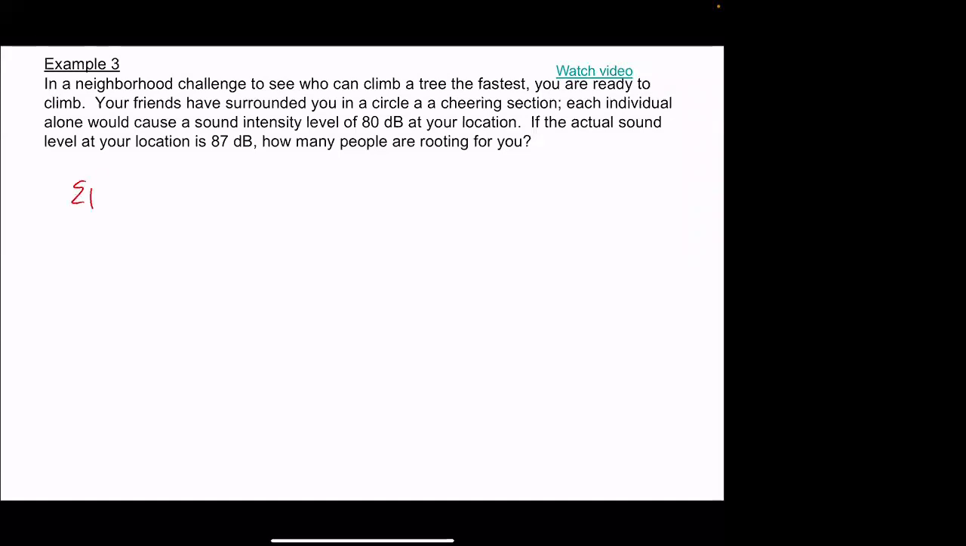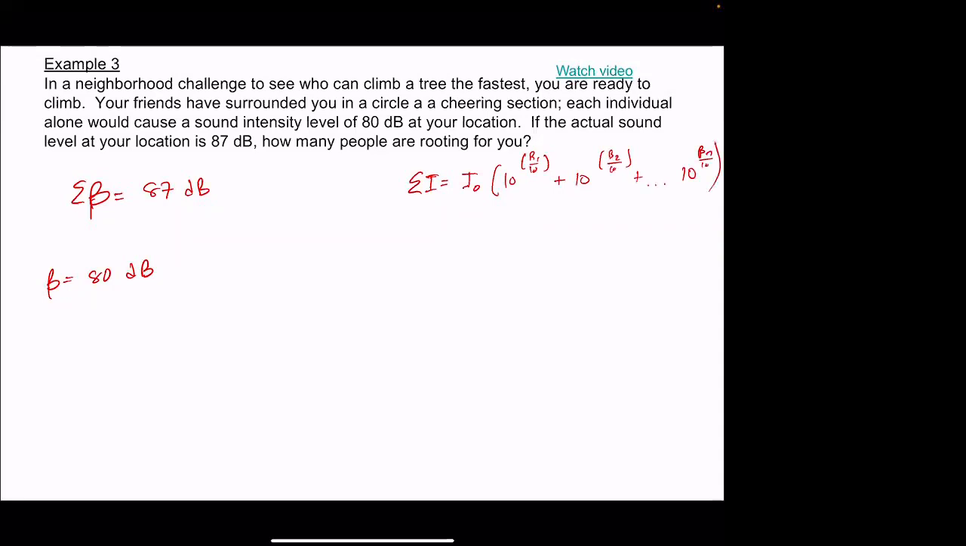So the sum of the betas equals 87 decibels. Each individual beta is 80 decibels. You can't just add them up. What you're going to have to do is take the sum of the i's. The sum of the i's equals I naught times 10 to the beta 1 over 10, plus 10 to the beta 2 over 10, plus 10 to the beta nth over 10. That's how you would find the sum of the i's.